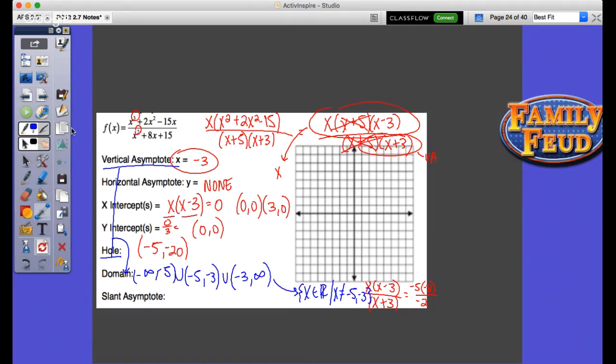Now the slant asymptote stems from the top being 1 degree greater than the bottom. And since that's the case, I could multiply this out over here.